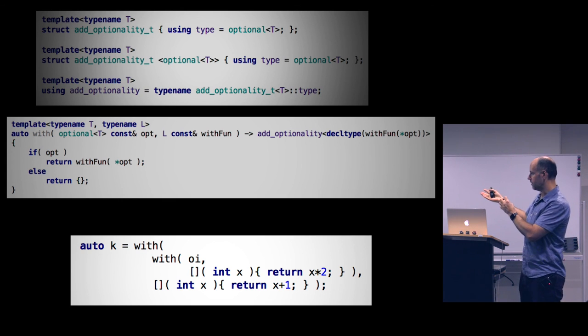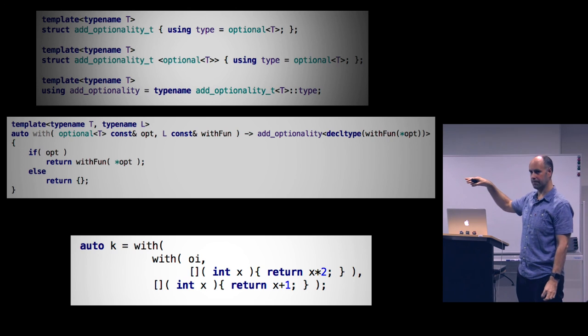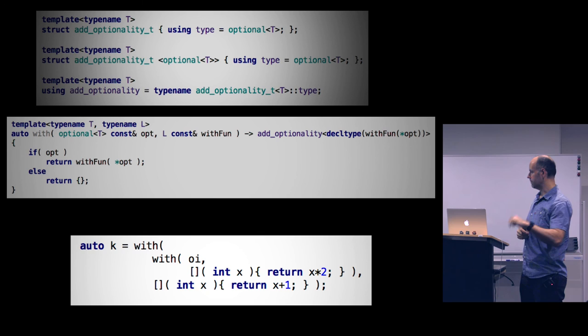We do something with that variable in the lambda if we have one, and then we return that as an optional, which we can then pass to the outer call to with. And if that still has a value, we can pass that into the second lambda. So that's quite nice. This is an example of functional composition, but it's not particularly readable.